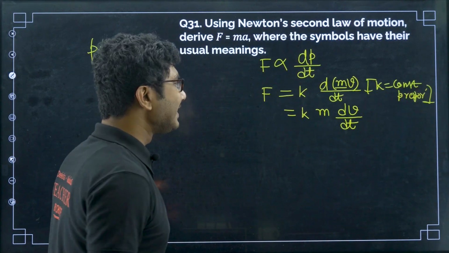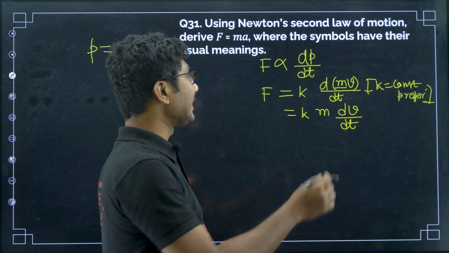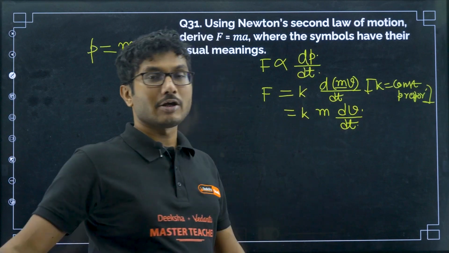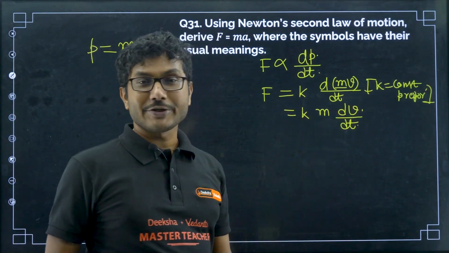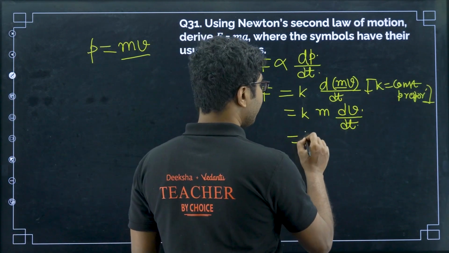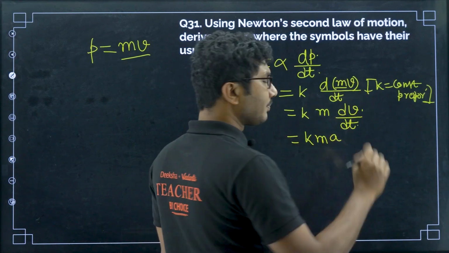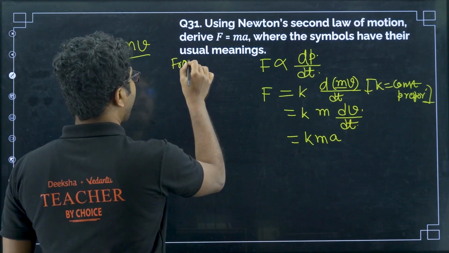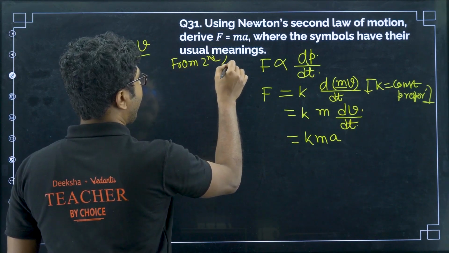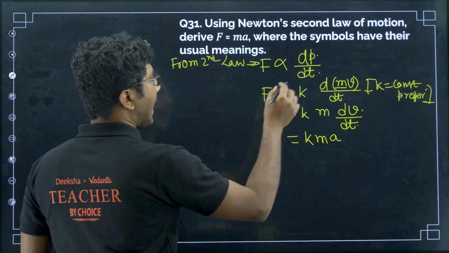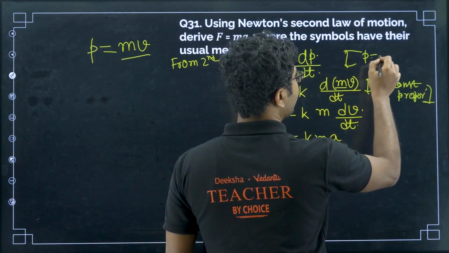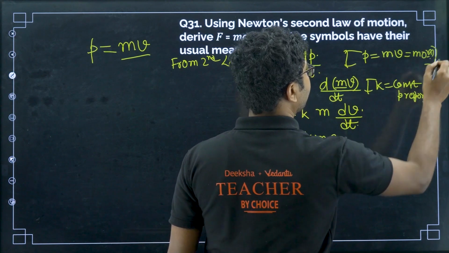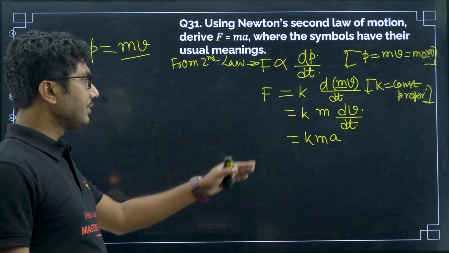Now what is dv by dt? We said that dp by dt represents rate of change of momentum. So dv by dt represents rate of change of velocity. Now what is the rate of change of velocity according to definition? So rate of change of velocity is basically acceleration, right. So from second law, this is the statement, and here you have to mention P equals to mv equals to momentum.